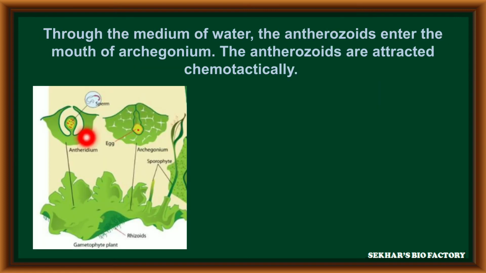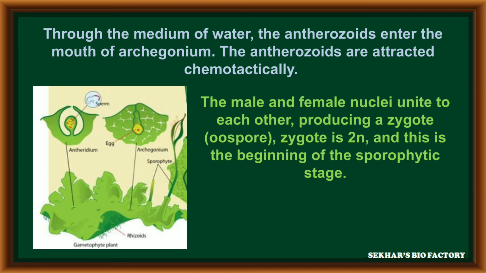Water acts as a medium for the transfer of anthrozoids, and these anthrozoids enter the mouth of the archegonium. These anthrozoids are attracted chemotactically. The male and female nuclei of the male and female gametes unite to produce a diploid zygote. It is called the oospore. This diploid zygote is the first cell for the development of the sporophytic stage.